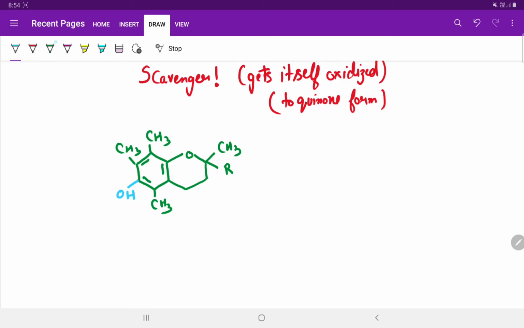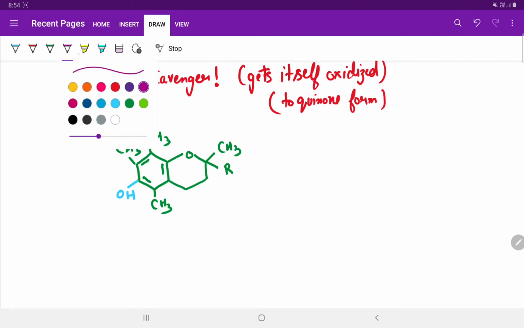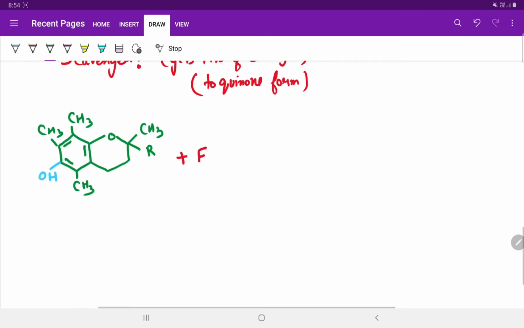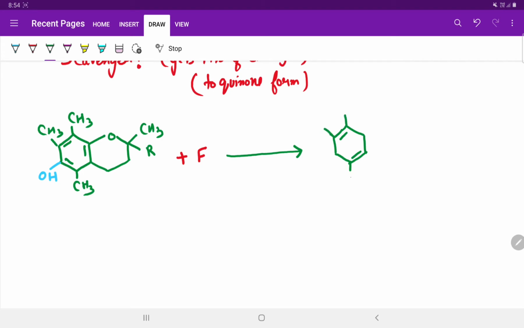Now in presence of, for example, say a free radical, say it is the F. Now this is the free radical that is coming into play. So this reaction shall be proceeding like this. The rest of the structure remains the same. So a quinone form will be generated here. So the 3 methyl groups will be here only. So this I am representing for the alpha tocopherols.